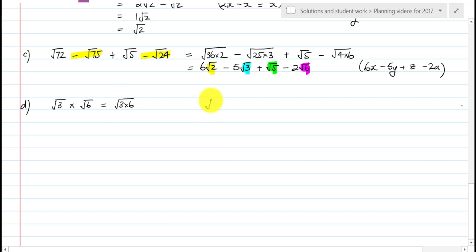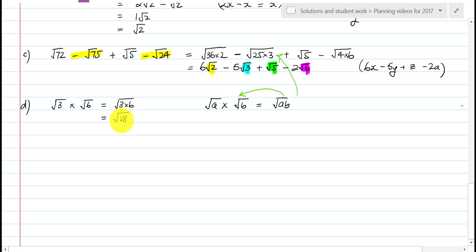So the rule here is that the square root of a times by the square root of b is equal to the square root of ab. And in the last video we used this but in reverse. We would split it up once we found our square factors, which is much like what we did here, but this time we're just going to combine them. So this, of course, is the square root of 18.